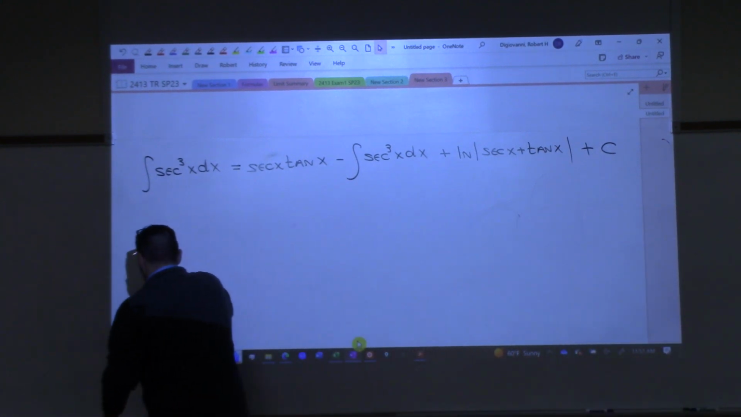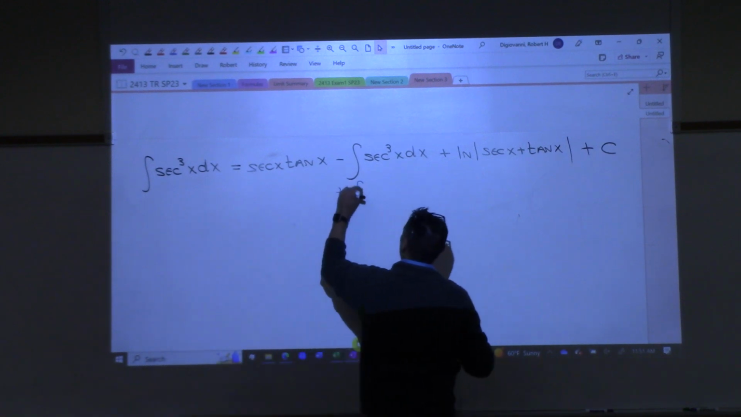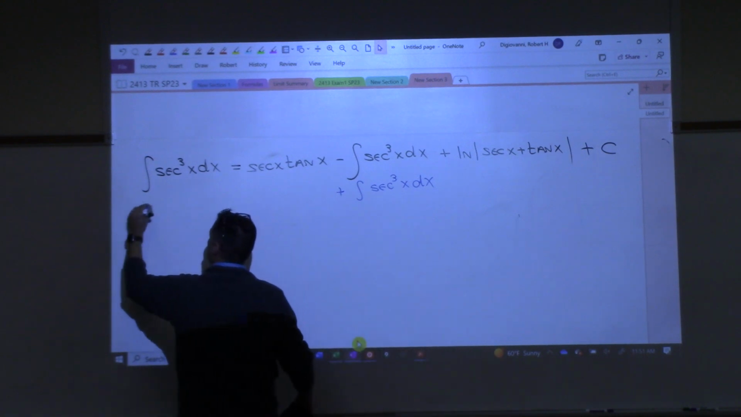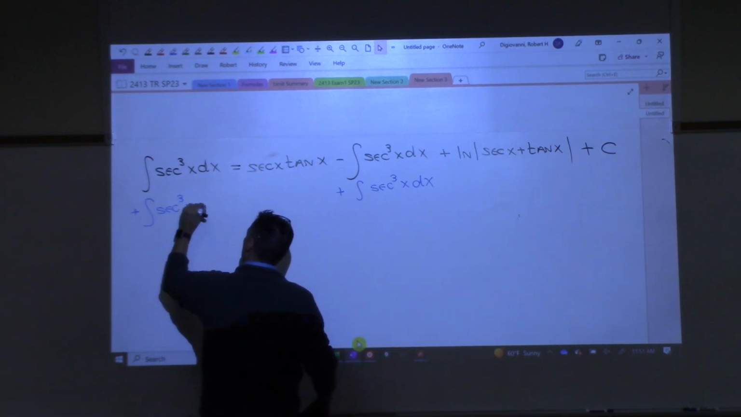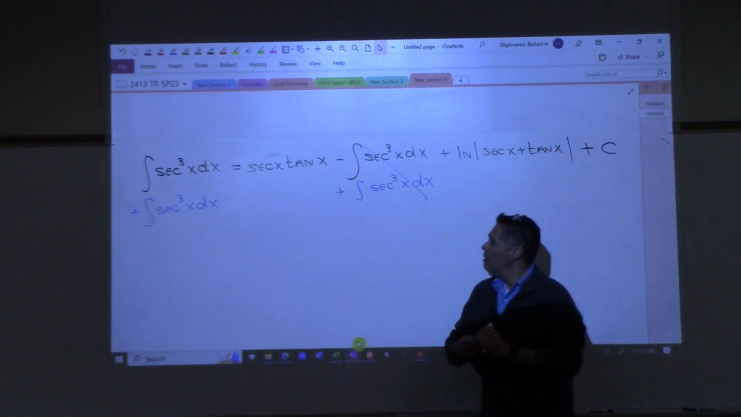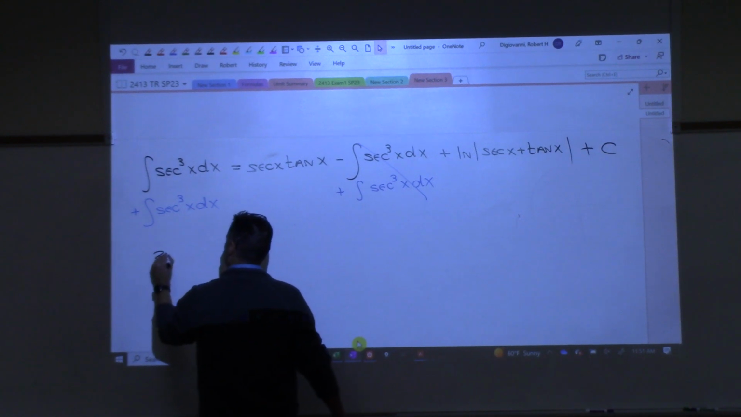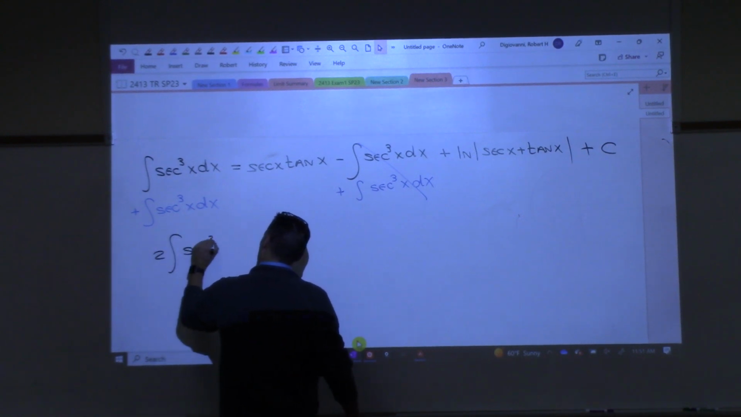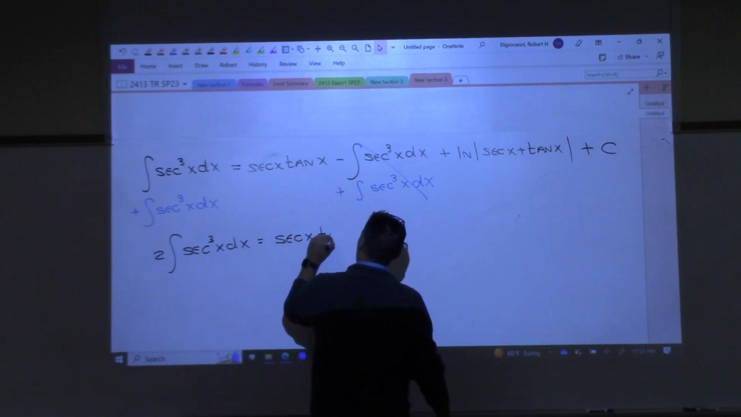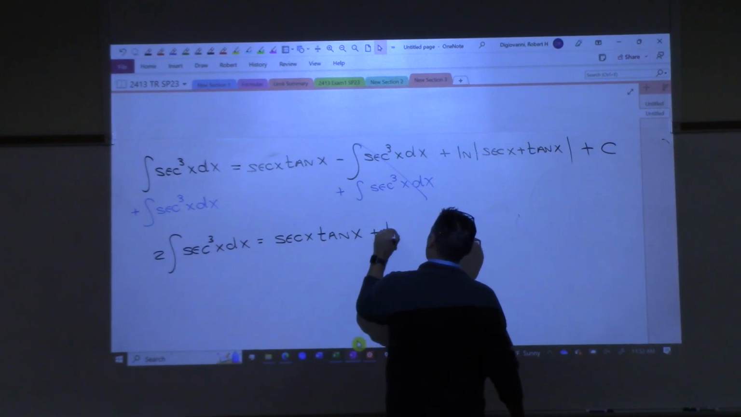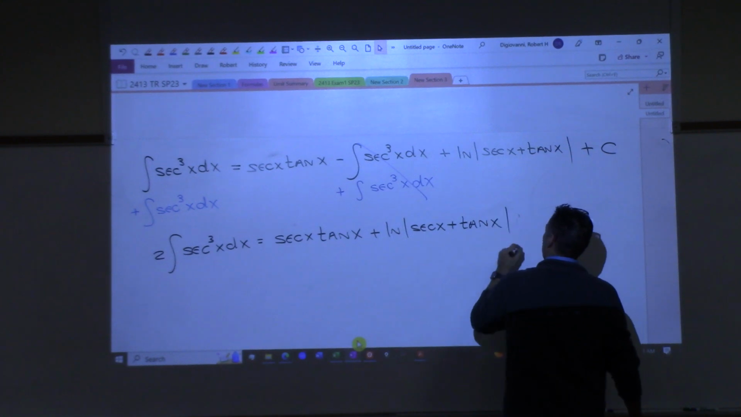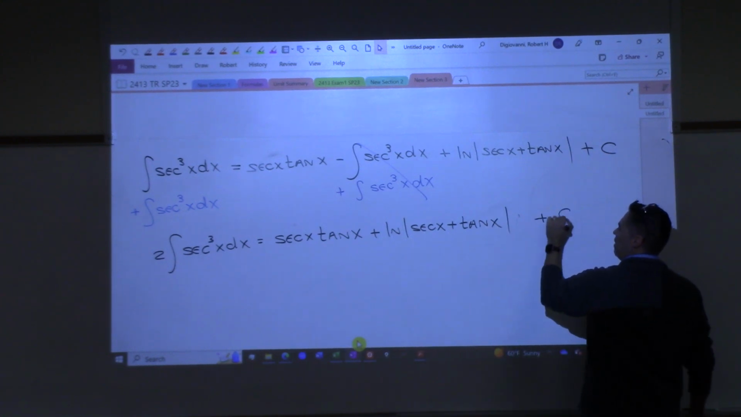All right, now I'm going to add it. So I add this integral on both sides. Add the integral over here. They go away. And now I have two of them, don't I? So I have two of these integrals that I'm looking for, equal to secant x tangent x plus natural log of secant x plus tangent x plus some constant, right? I'm just going to keep that there.